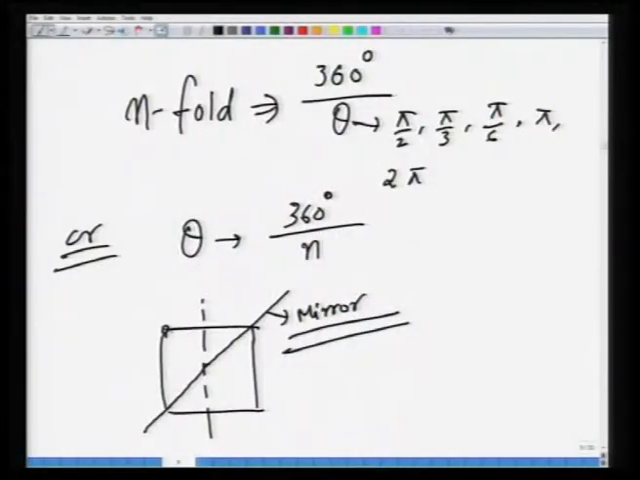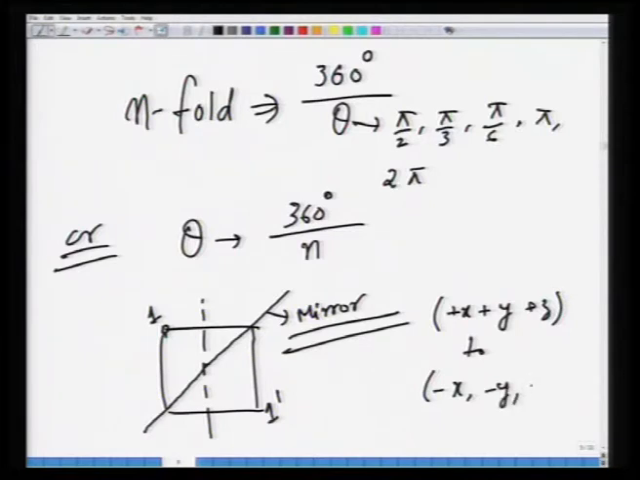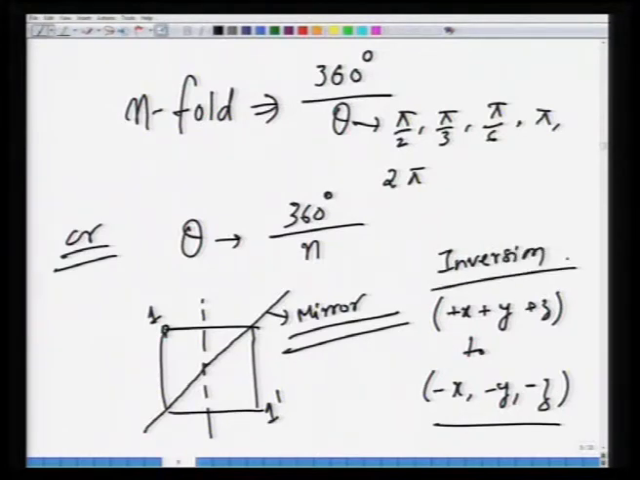So, inversion would be to bring this point from 1 to, let us say, 1 prime, or in 3D, take plus x, plus y, plus z to minus x, minus y and minus z. So, this is your inversion. And the fourth operation that we looked at in module 1 was called rotation inversion. So, you rotate and then invert. Now, a combination of these geometric symmetry operations gives rise to what are called point groups.